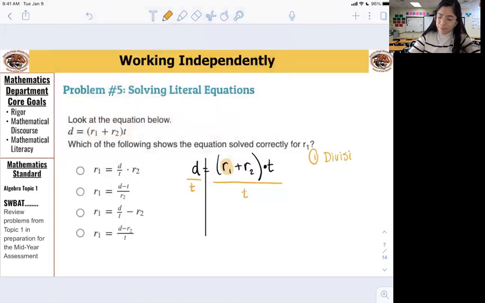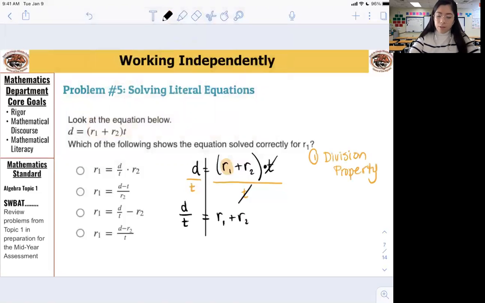So that is why I get what I get. Division property is the way to go. So what happens is when I divide by t, I eliminate the t. And now on the left side, I have d over t. And on the right side, I no longer need those parentheses because I'm no longer multiplying. All I have left is R1 plus R2.